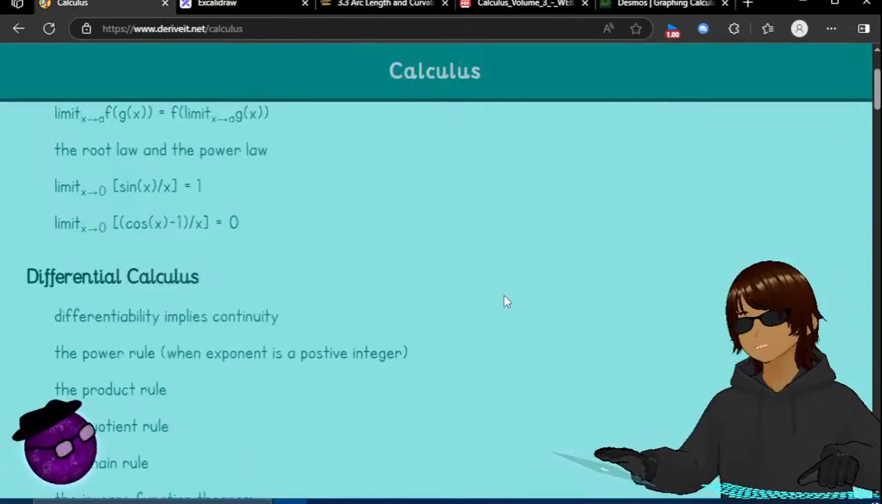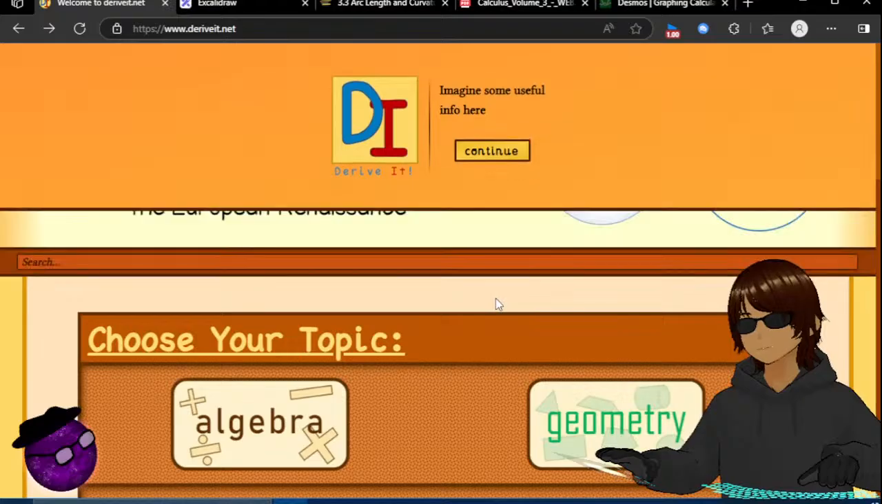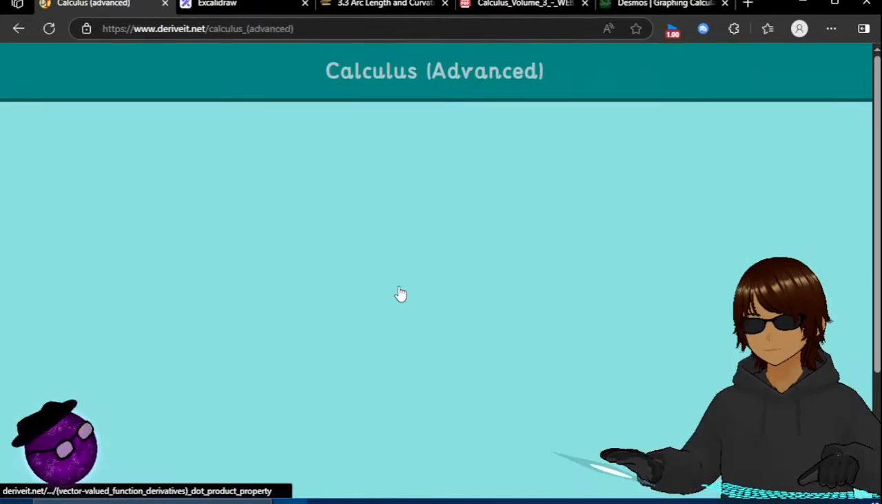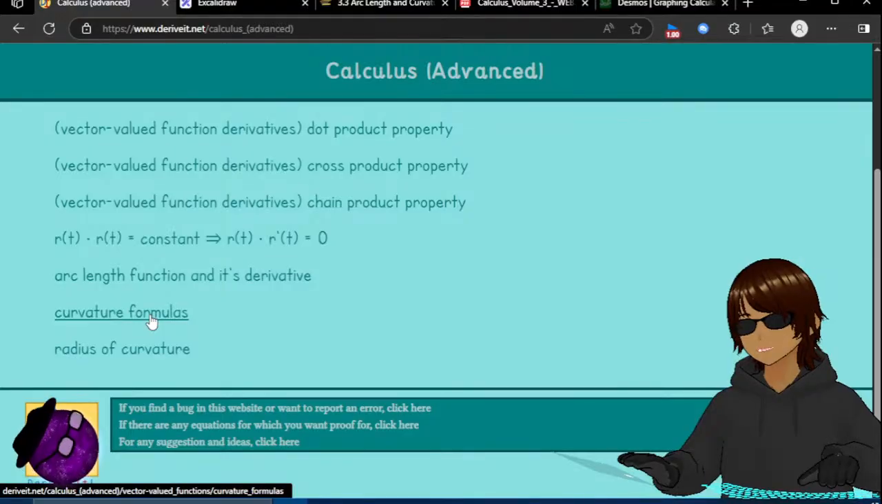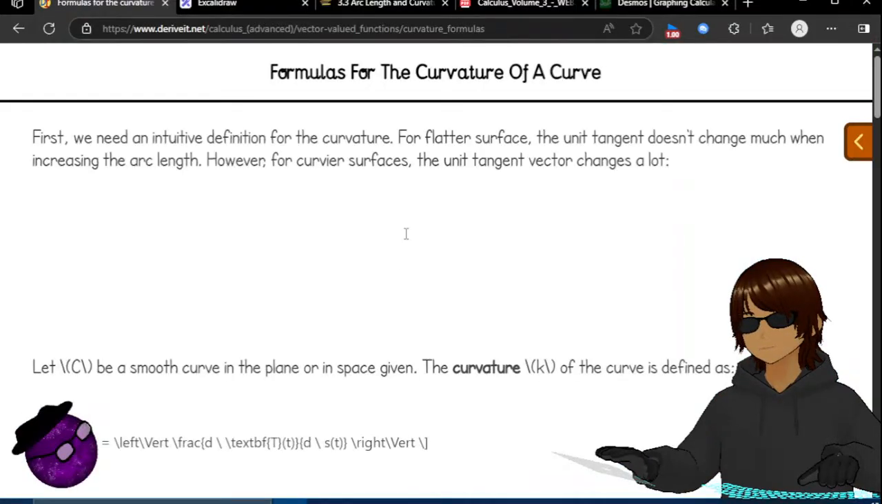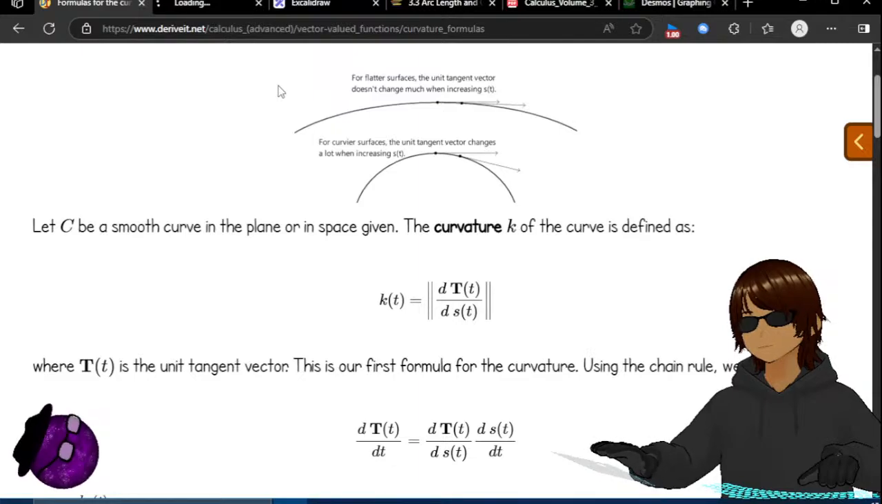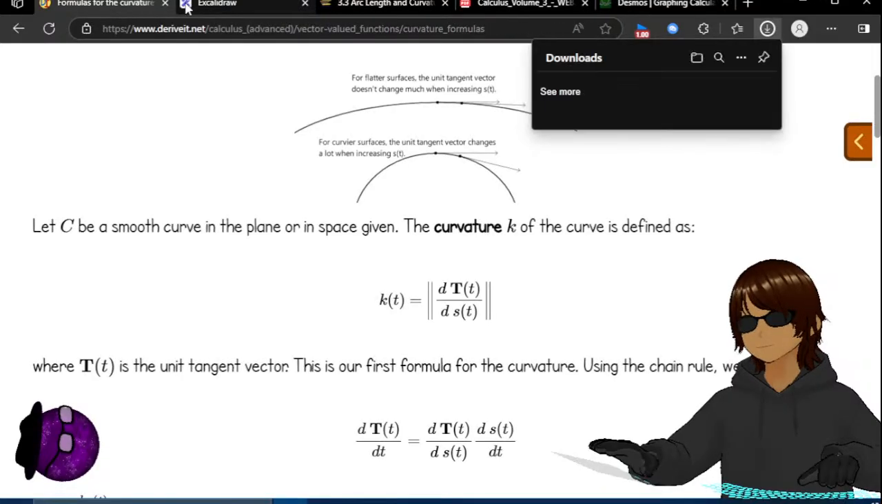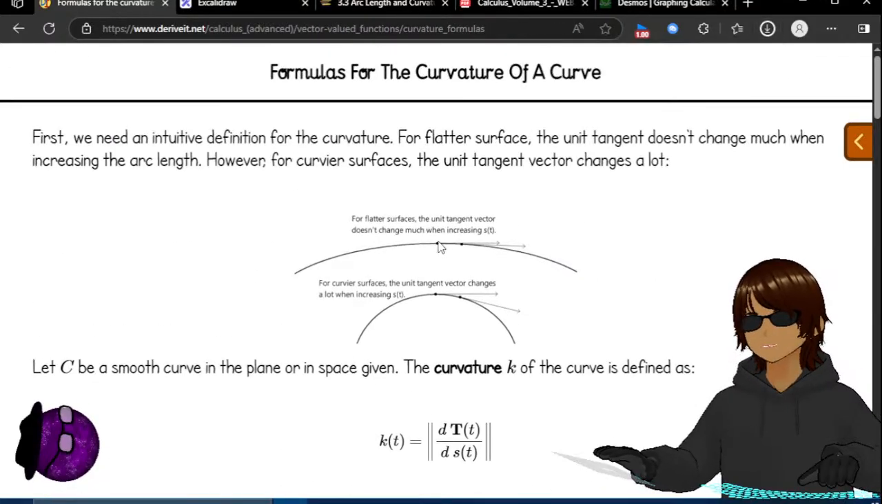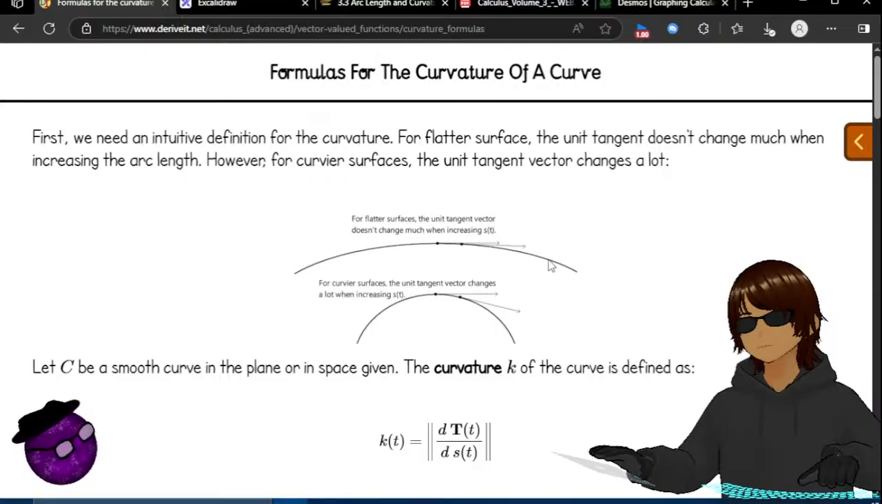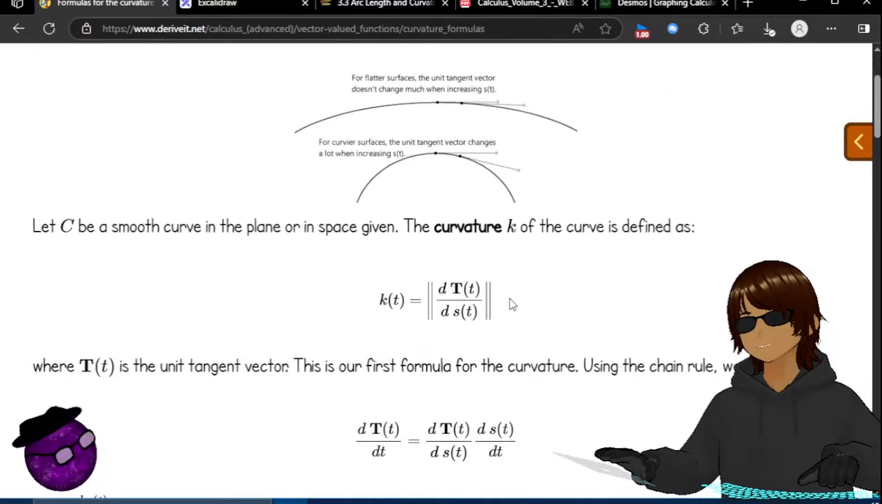I think I've written the proof here. Let's see, curvature. Yeah, for flatter surfaces, the distance between would be very tiny. For flatter surfaces, there would be barely any change. For greater change, the unit vector will change a lot.